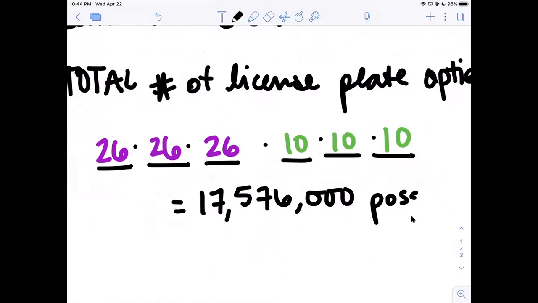Now, what if I made a restriction? What if I said you can't repeat any letter? So if I choose M for the first letter, I cannot have M ever again. Or if I choose 8 for the first letter, I can't choose 8 ever again. So now we're going to do the same idea, but now we're going to say no repeating.